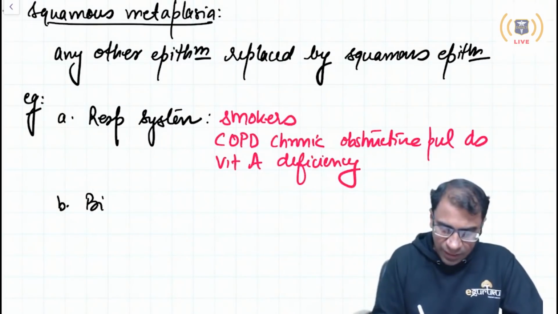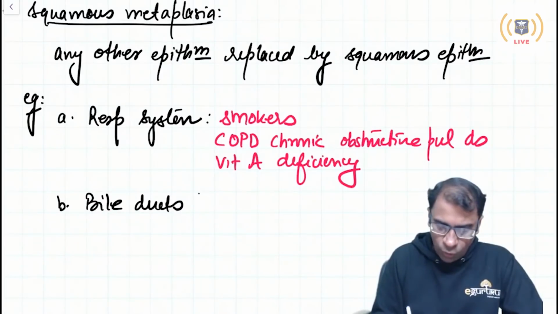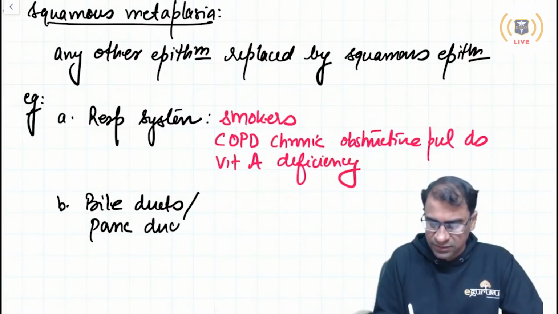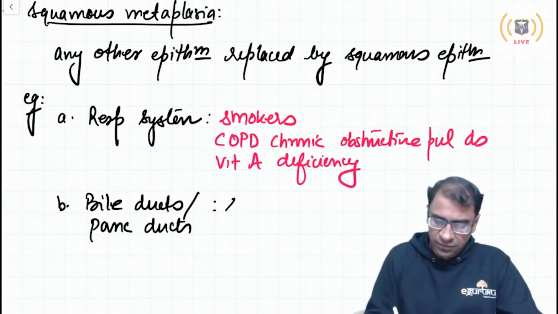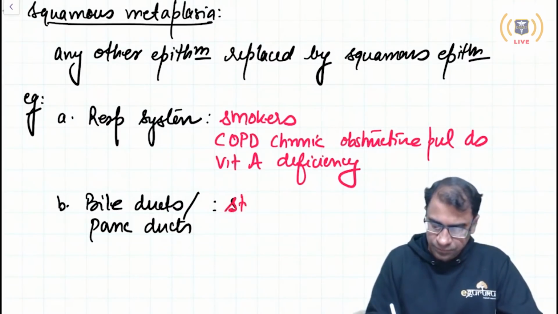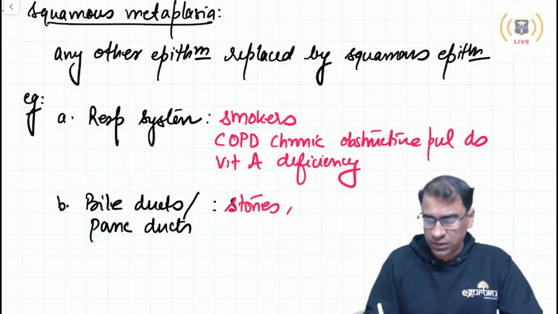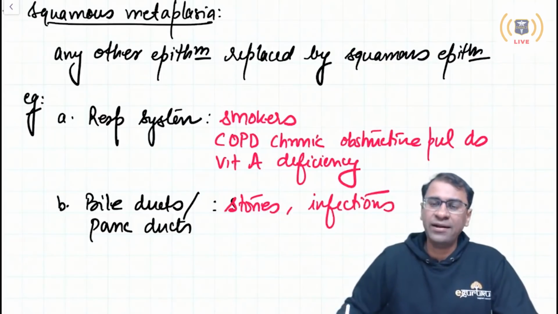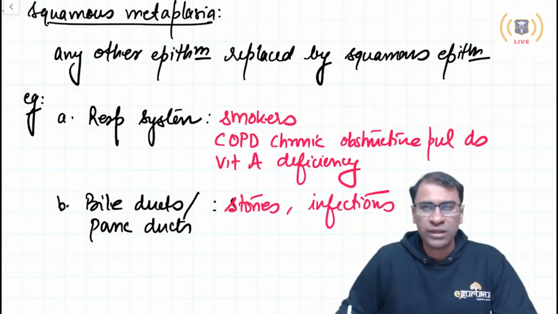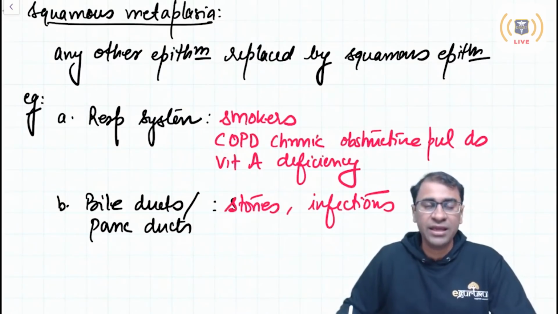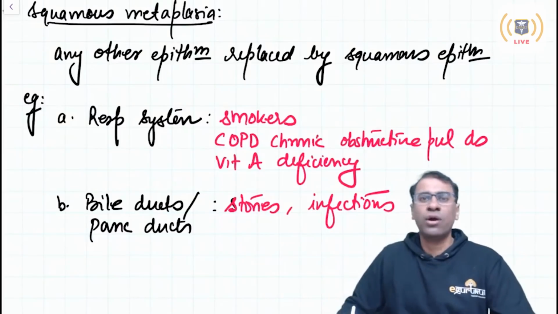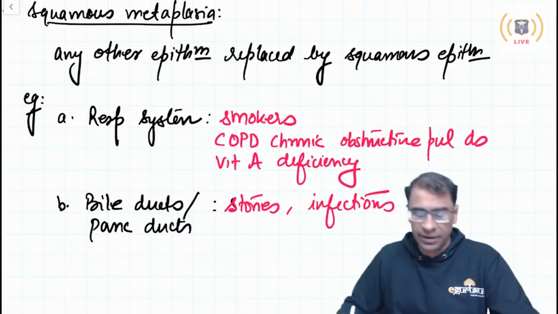B. It can be in the bile ducts or the pancreatic ducts, for example with stones and infections. Suppose the bile duct has a stone. You all know that ducts have cuboidal epithelium. That cuboidal epithelium will change to squamous because of the stones or infections. Again, the new epithelium is squamous. It is called squamous metaplasia.